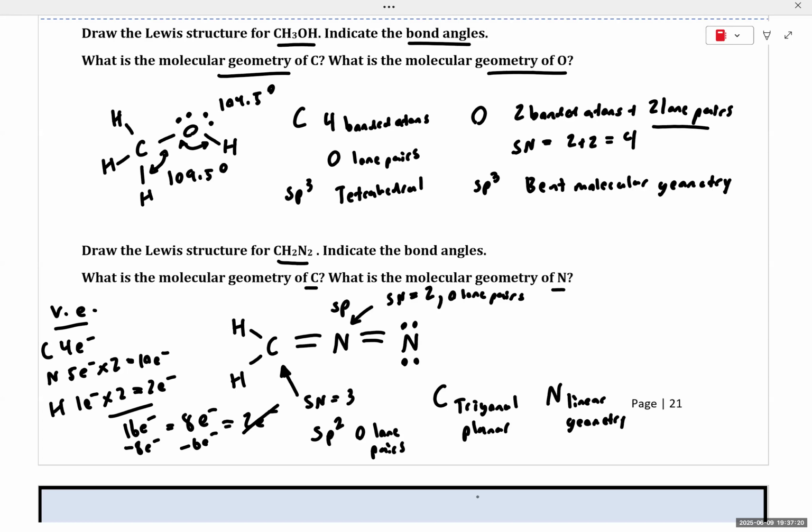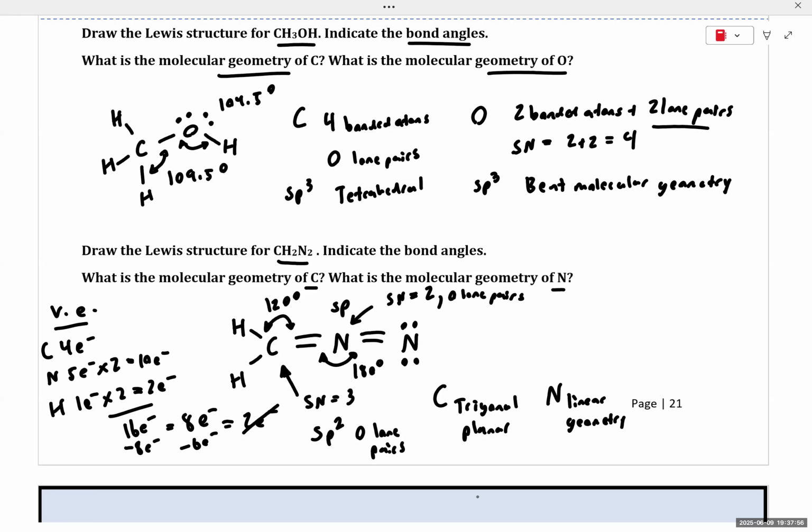Of note, this nitrogen is sp hybridized. Importantly, you only need to note the molecular geometry and the bond angles if your central atom is attached to at least 2 other atoms. This nitrogen is just attached at the end of our molecule. There's no bond angle to be had because it's only attached to one other atom.